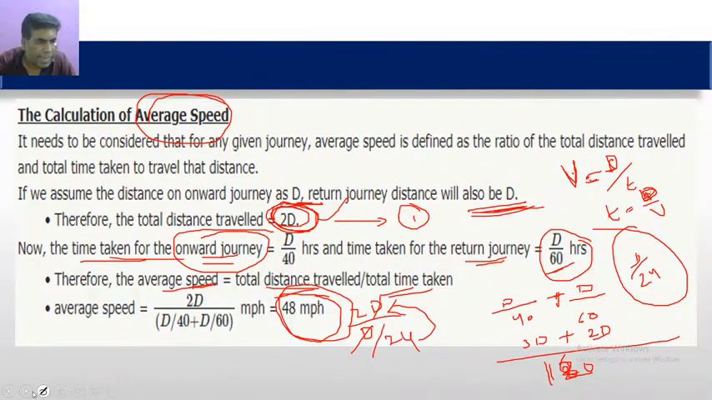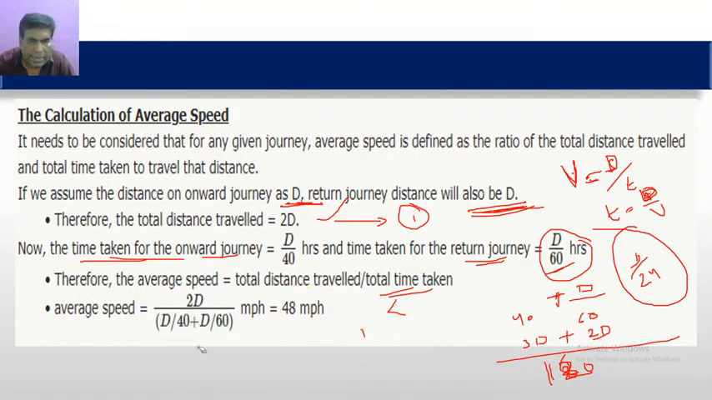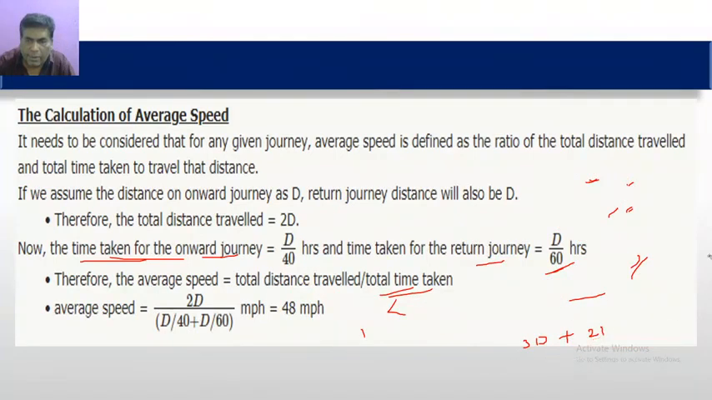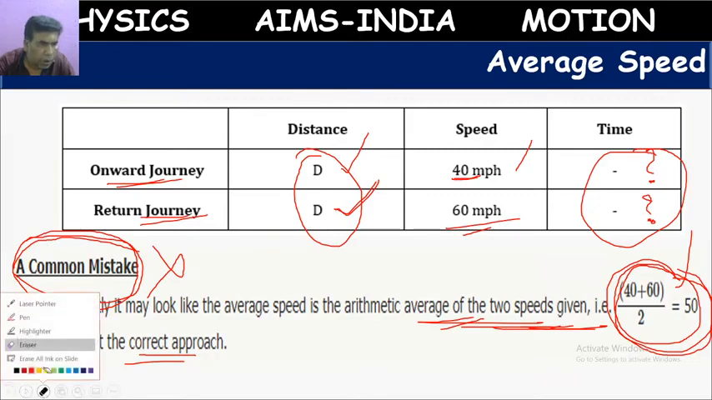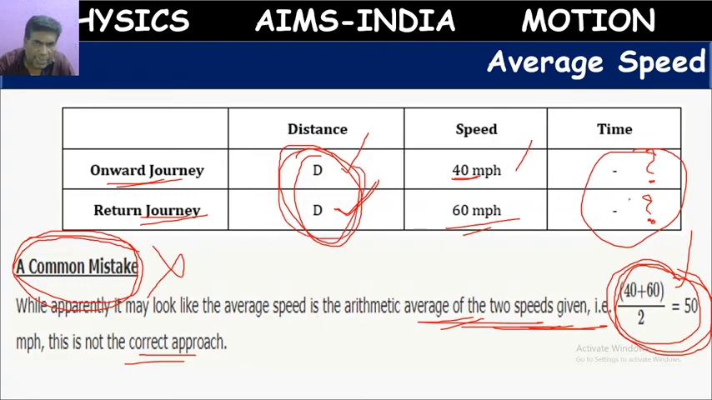Okay. Let me explain once again. Dear children, please listen carefully. What mistake have we made? We said 40 plus 60 by 2 equals 50, but this is wrong. Why? We have to give the answer with the help of total distance by total time.